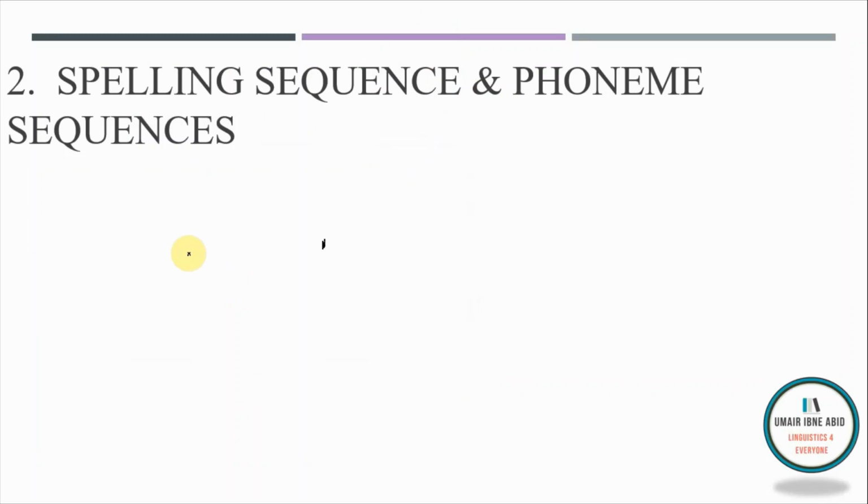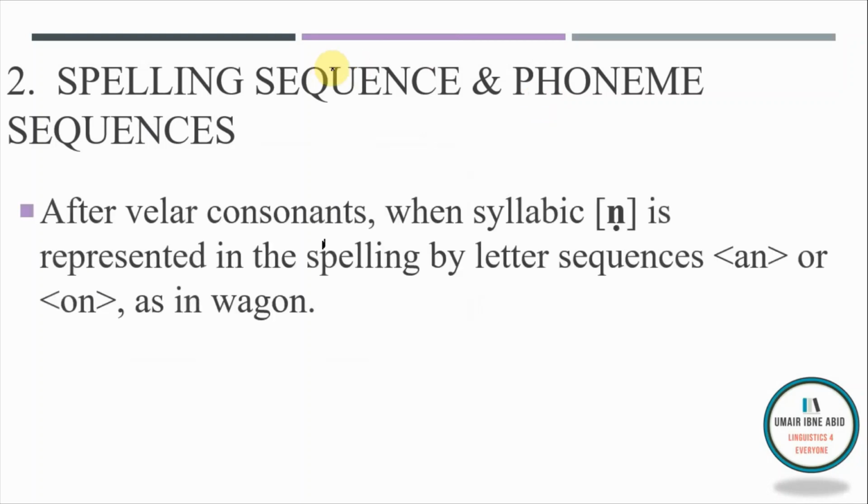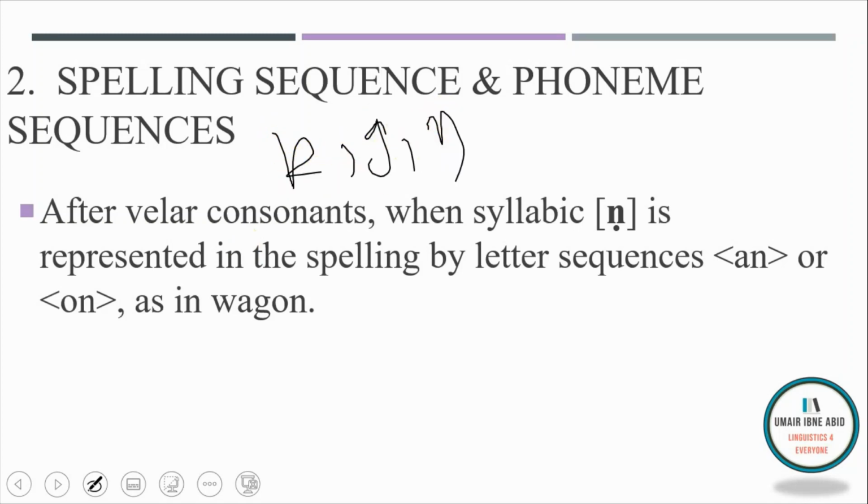Now condition number 2: spelling sequence and phoneme sequence. We will look at them separately. First of all, the spelling sequence. The spelling sequence is that after velar consonants, and we already talked about the velar consonants k, g and ng, when syllabic n is represented in the spelling by the letter sequence an or on. So here we have an example of this case.